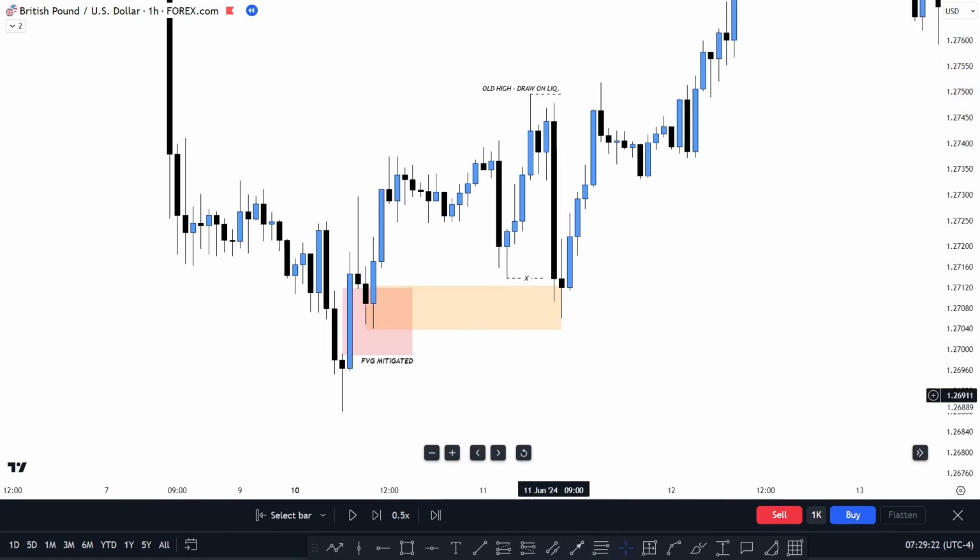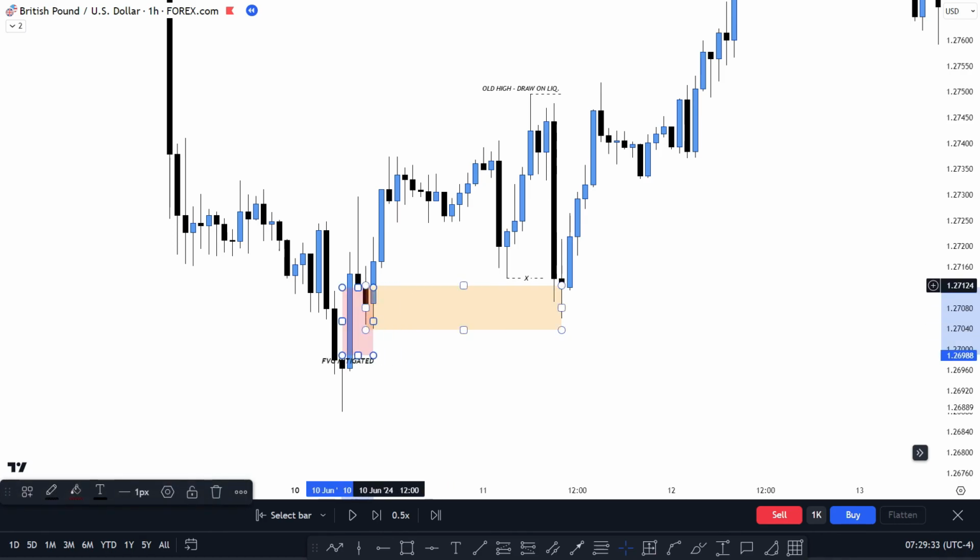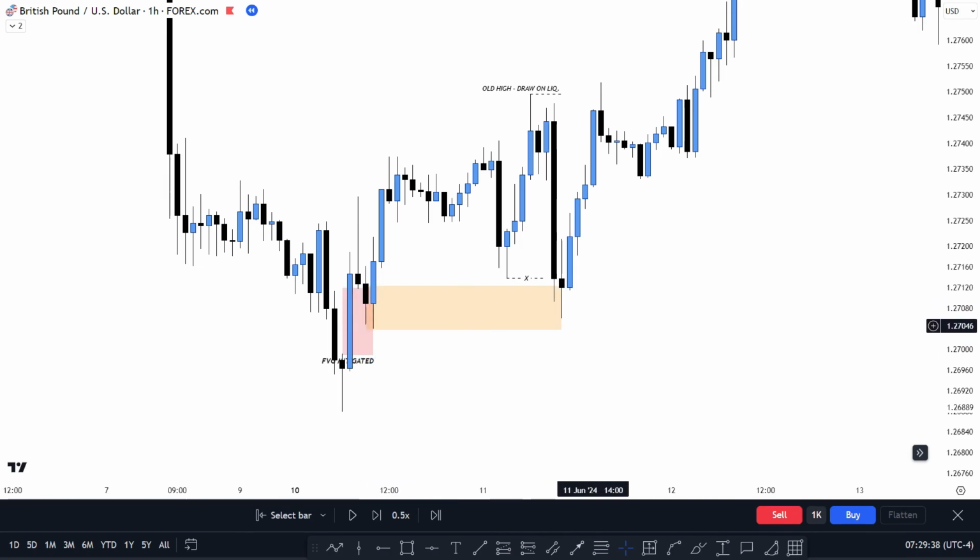Our last setup, as you guys can see, price left this old fair value gap right here, and price came back down and remitigated this old fair value gap. So this fair value gap is invalid now. And then we left this new zone right here, this new order block, this bullish engulfing order block. We extended, and price engineered another liquidity low right above it.